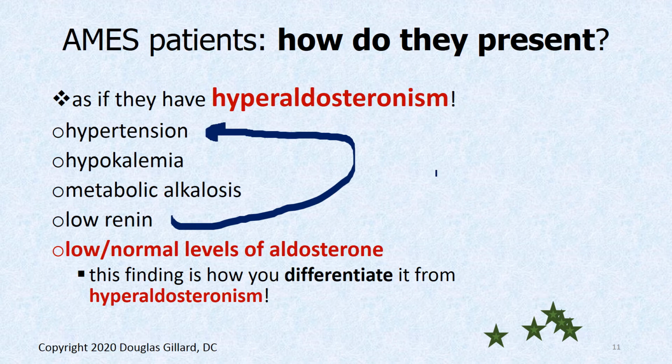Here's the difference though. With hyperaldosteronism, you're going to have too much aldosterone. But when you measure blood work, you're going to have normal levels or even low levels of aldosterone. So that's the difference. That's how you can tell the difference between AME and hyperaldosteronism. Everybody good with that? I do like that question.